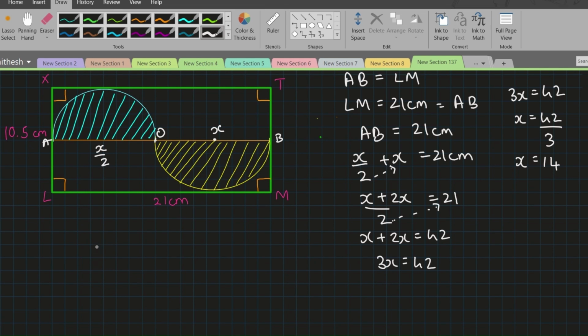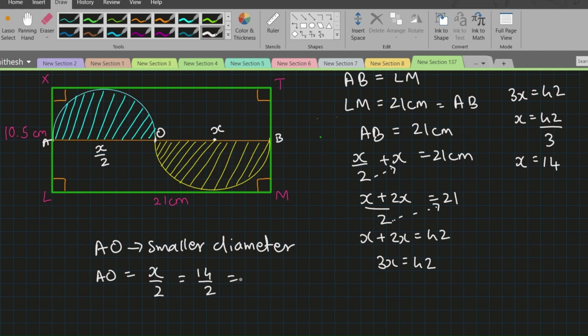Now when we substitute the value of the diameters, let's say this is center O over here. So we get the smaller diameter is AO. So we get AO is equal to x by 2, which is equal to 14 by 2, which is 7. And the larger diameter is OB, which is equal to 14, which is equal to x, which we have assumed.